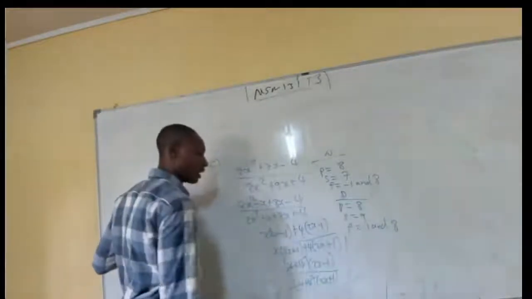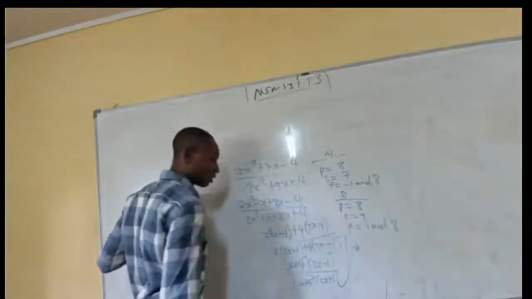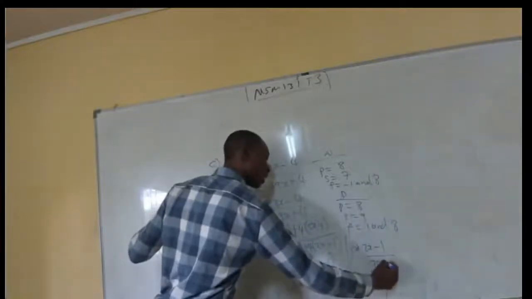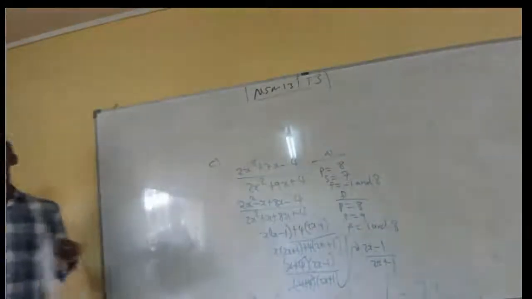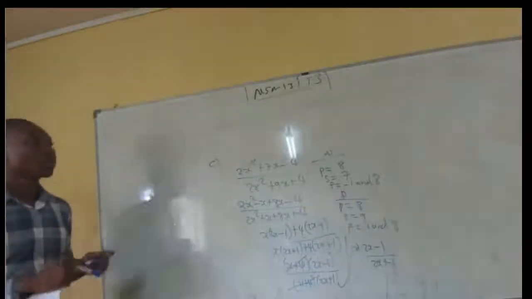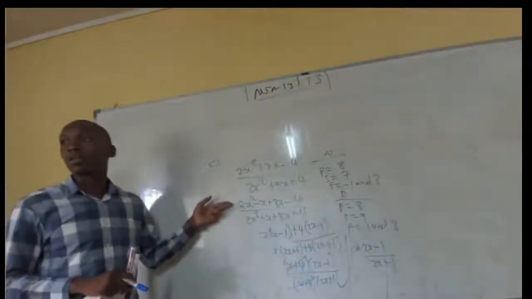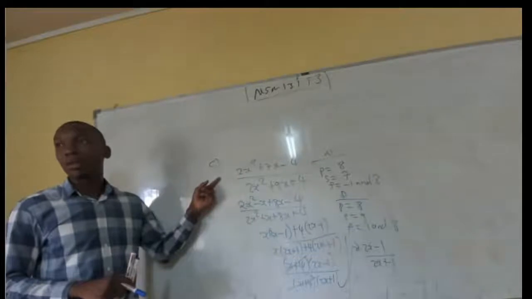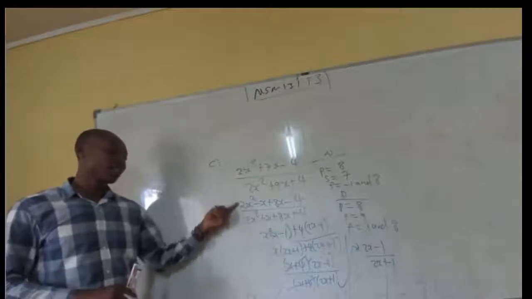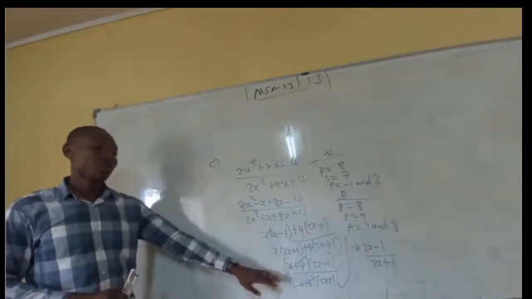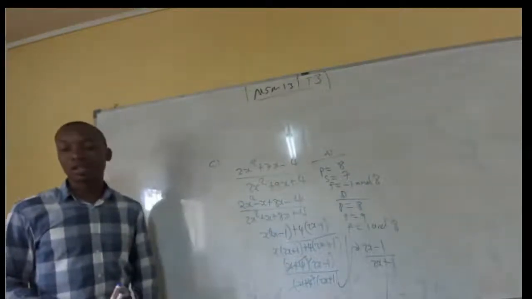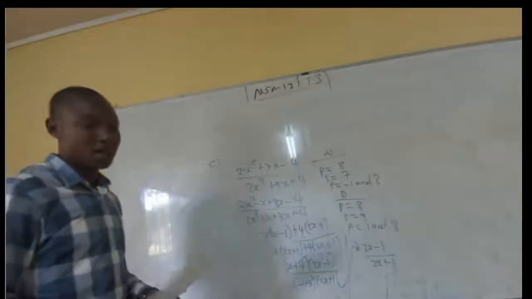So the final answer is written here: (2x minus 1) over (2x plus 1). Right, so that's the final answer. We needed to factorize the numerator and factorize the denominator. After factorizing the numerator, we ended up with (x plus 4)(x minus 1). Factorizing the denominator, we ended up with (x plus 4)(x plus 1). Then the x plus 4 and the x plus 4 are common, so I've cancelled them out. Alright, that ends that question.